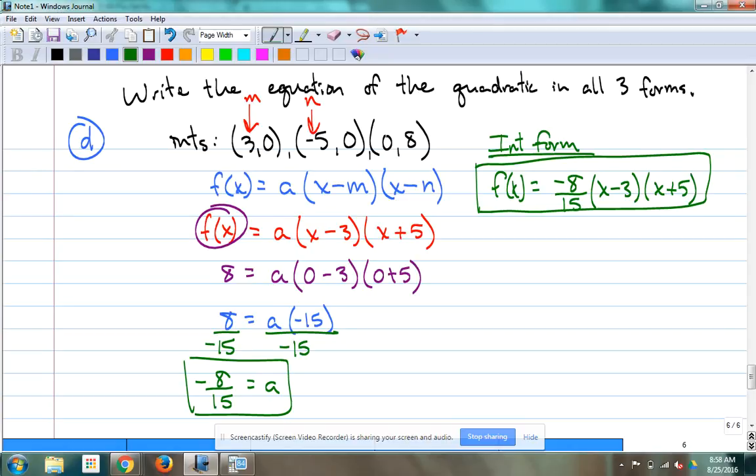Now, here's where you've got options. You can either go to the vertex form next or standard form next. I tend to like to go to standard form next, just because I know I can multiply this out and then distribute a negative 8 over 15 fairly easily. So I'm going to go to standard form next, since I'm in intercept form.